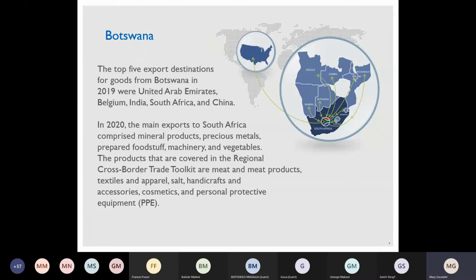The products that are covered in the regional cross-border trade toolkit are meat and meat products, textiles and apparel, salt, handicrafts and accessories, cosmetics, and personal protective equipment, PPE, and that was because of COVID, and PPE became a big exporting commodity for a lot of countries because of COVID.